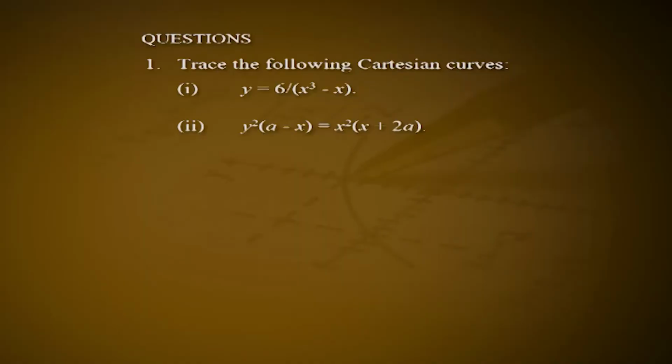First, trace the following Cartesian curves. One, y is equal to 6 divided by x cube minus x. Two, y square into a minus x is equal to x square into x plus 2a.